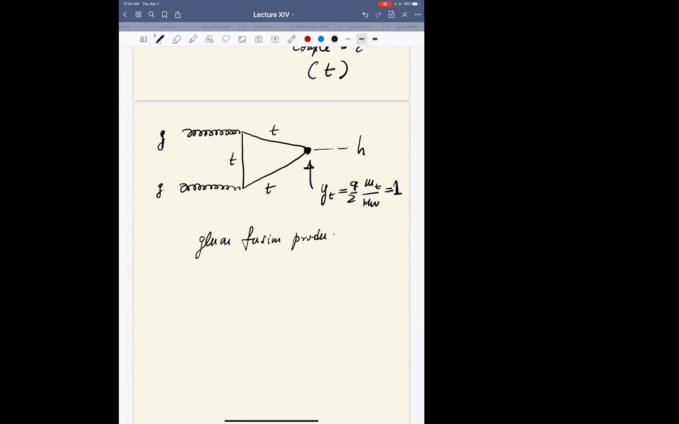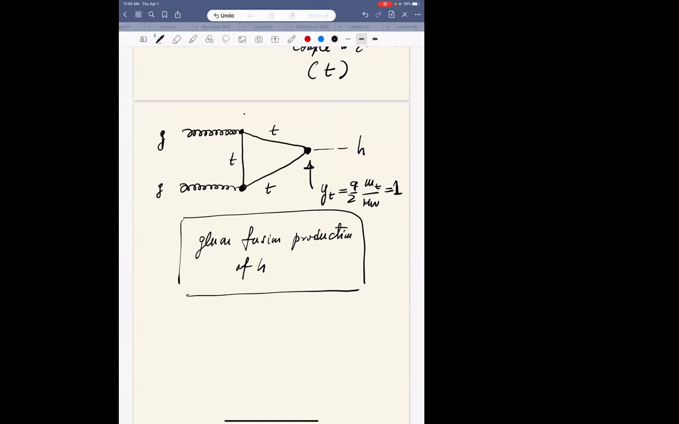Production of H. This is the main source. We could try to do estimates, okay? The important coupling, this is what we call the strong coupling, okay? The reason that this is important, because alpha strong is G strong squared over 4 pi, and this is not small. We can talk about the numbers.